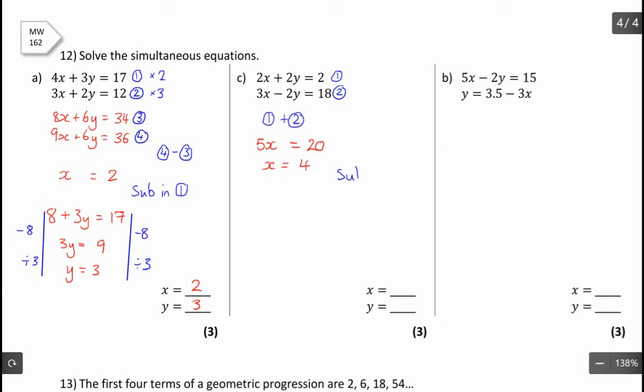I'm going to substitute that back into one of the equations, the first one. Okay, 2 lots of x, 2 lots of 4 is 8, plus 2y is 2. And I've got to solve this equation now.